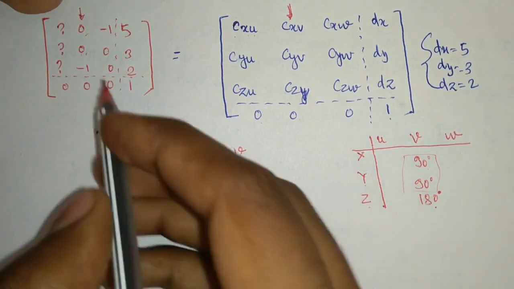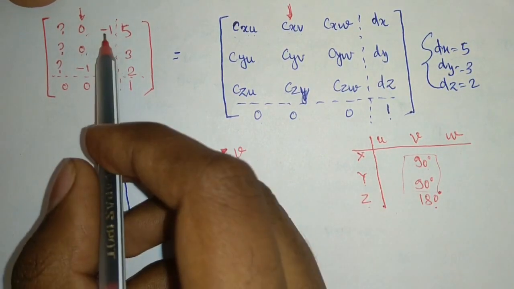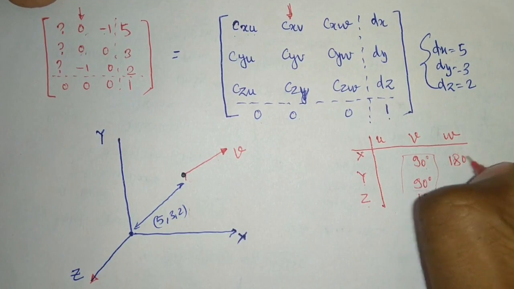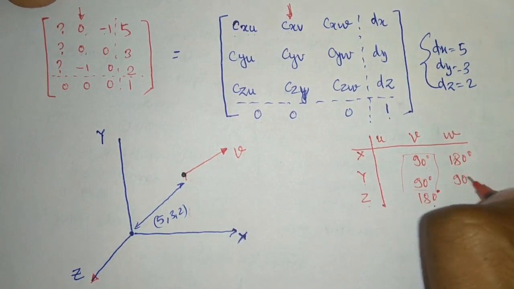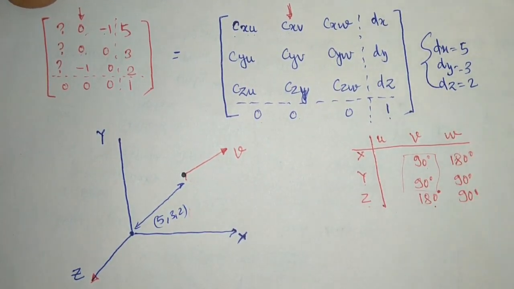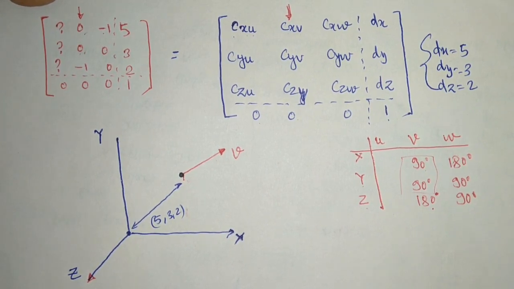At the same time, if I look at the w column, it is -1, meaning 180 degrees, then 90 degrees, and then 90 degrees. These are simple cos values. We can write them as 90 degrees, 180 degrees, 180 degrees.